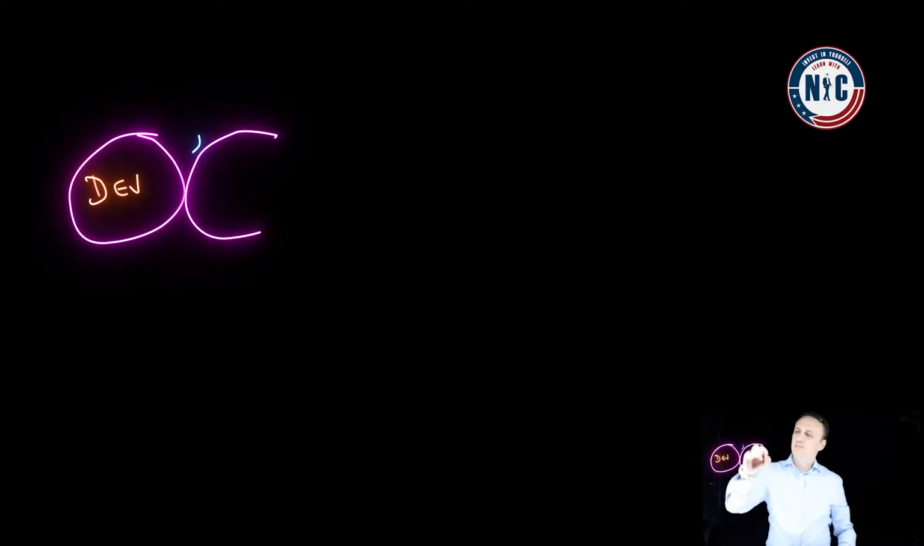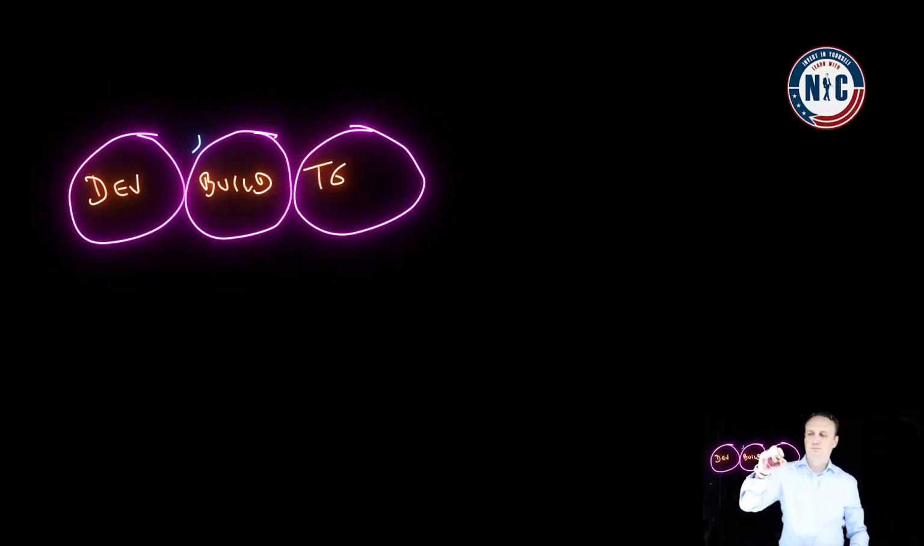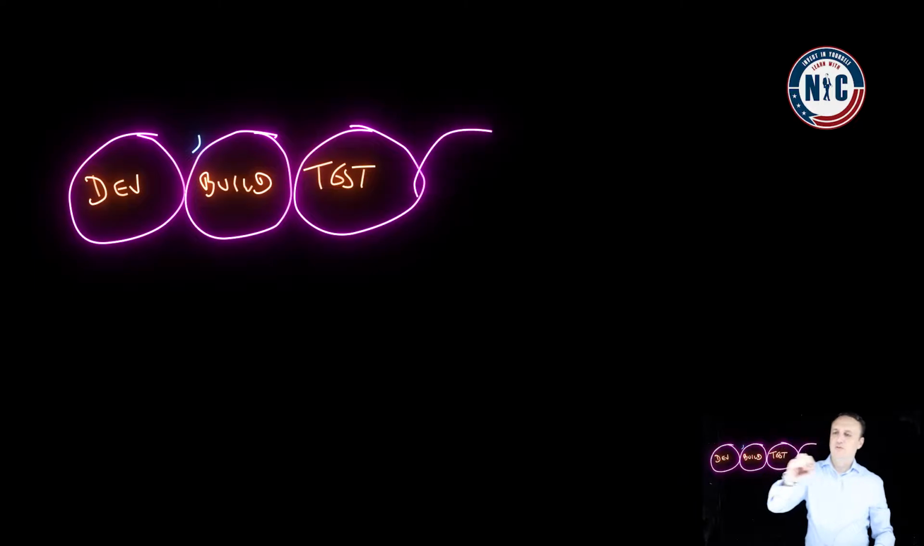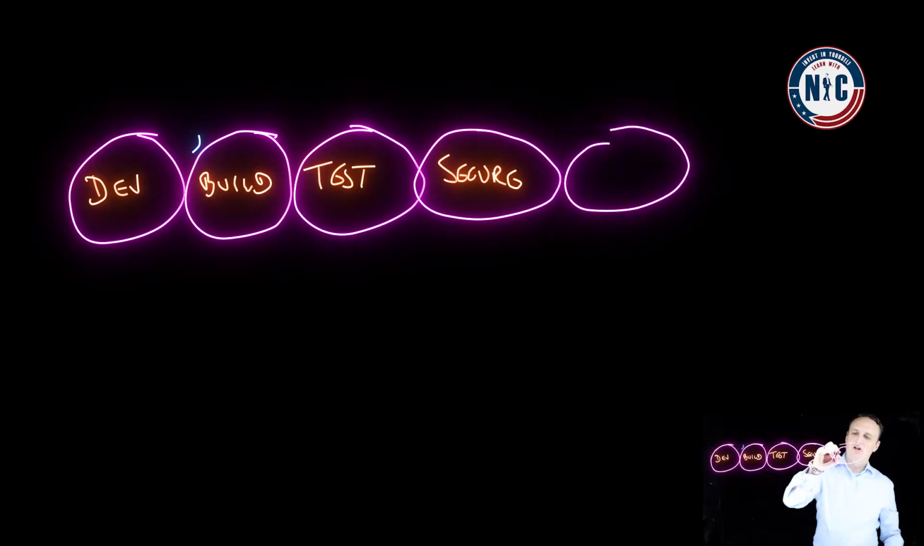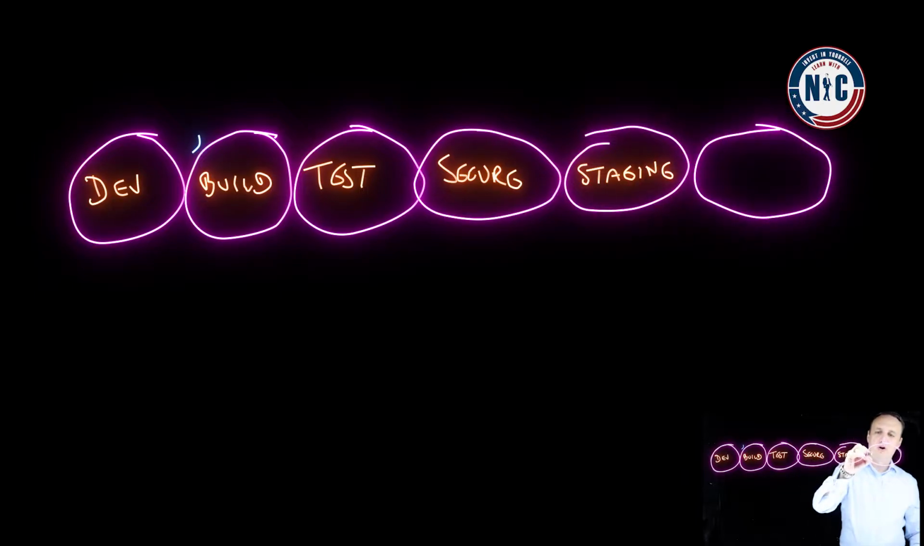So let's take a look at a pretty simple example of DevSecOps pipeline phases. First, you have the dev phase, that then builds, the build phase, the testing phase, the secure phase, and then staging, and finally the crown jewel, production.